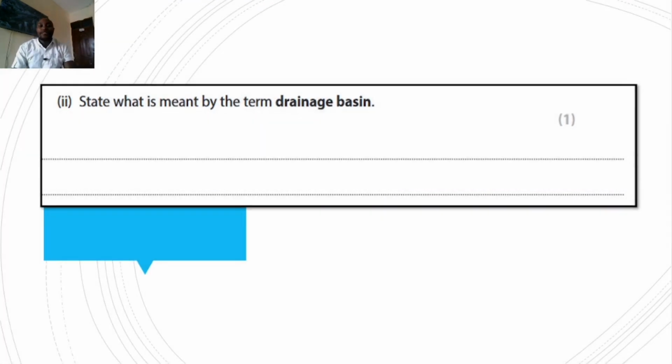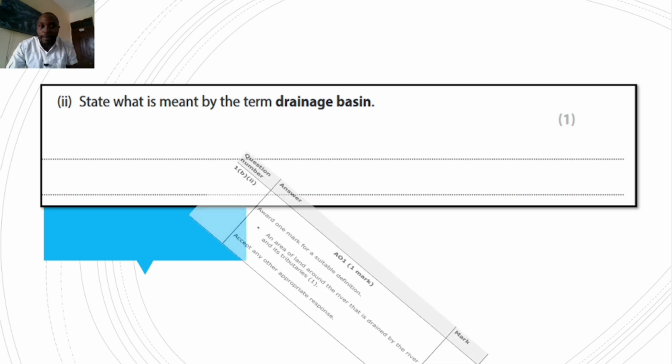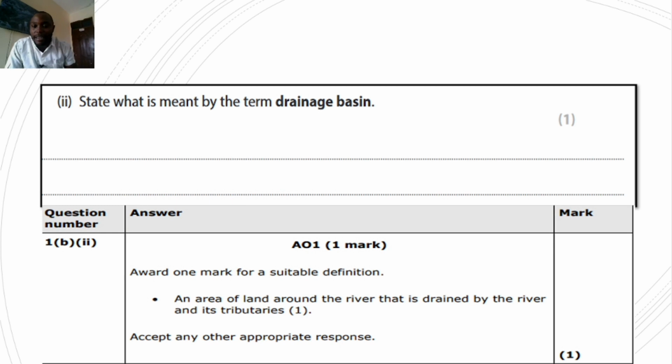The second question, you look at that. The questions they normally ask here are just about the definition, but you should also know the issues of inputs, outputs, and all the factors affecting runoff. You should know, it's very key. State what is meant by the term drainage basin. Of course, the answer can be an area of land around the river that is drained by the river and its tributaries. So that is it, guys, for this short video.